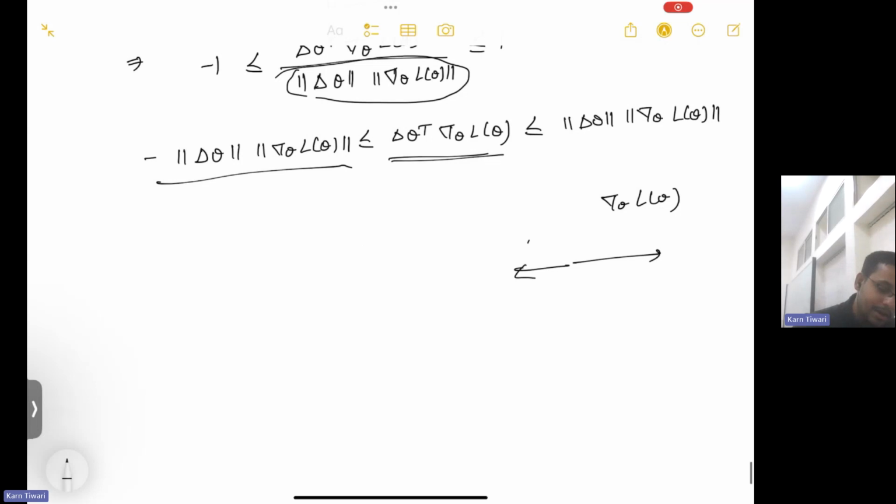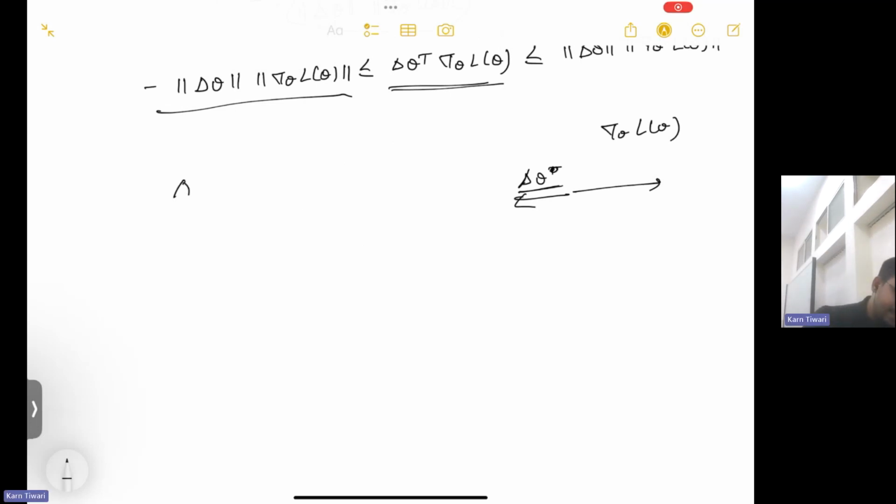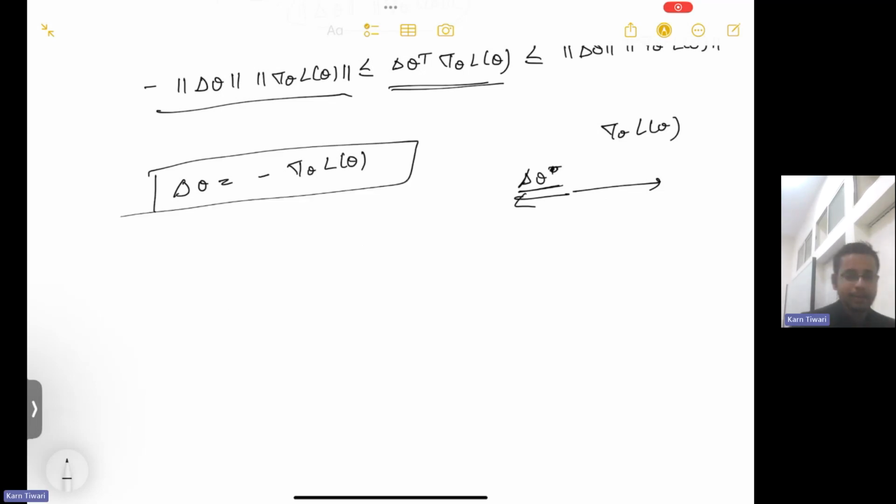So our del theta should basically be in the backward direction of where the gradient is pointing. So basically my del theta should be minus the gradient of L with respect to theta transpose. So this is what we got.